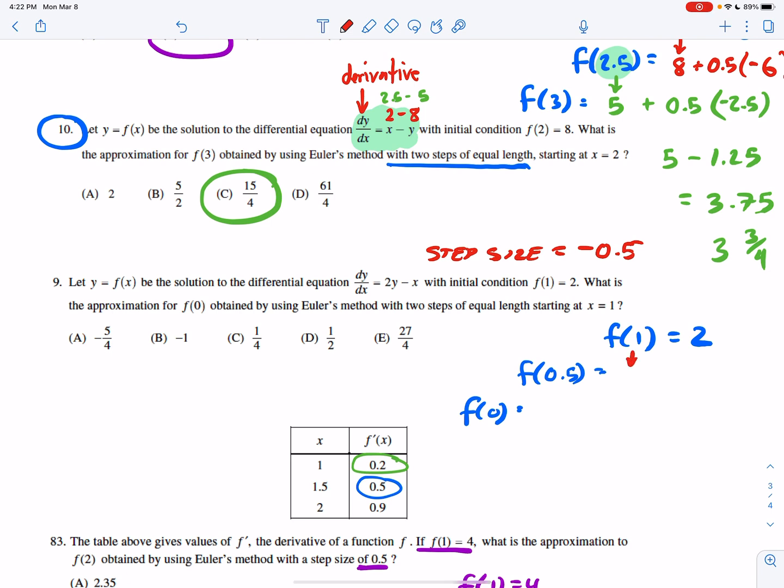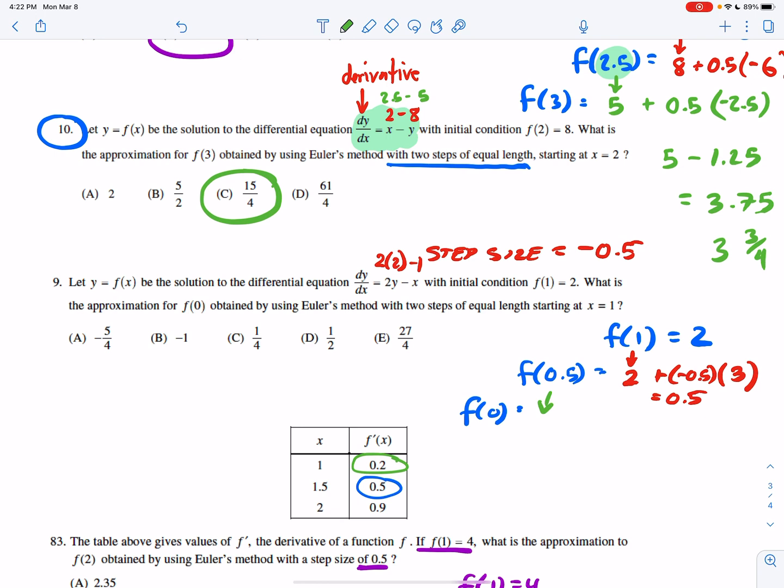So f of 0.5 is the previous unit plus the step size, negative 0.5, times the derivative of the previous point. So that's going to be 2 times 2 minus the 1, which is 3. And what does that come out to? Negative 1.5, 0.5. That comes out to 0.5. I don't have enough space here.